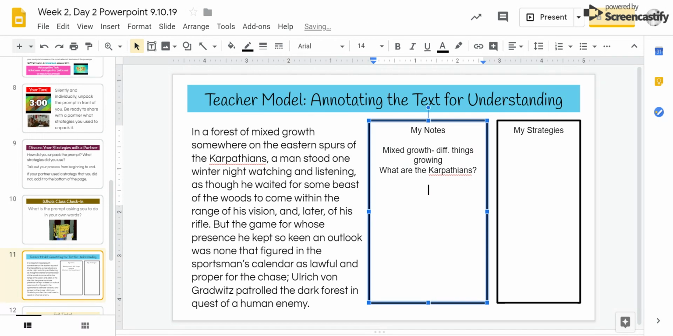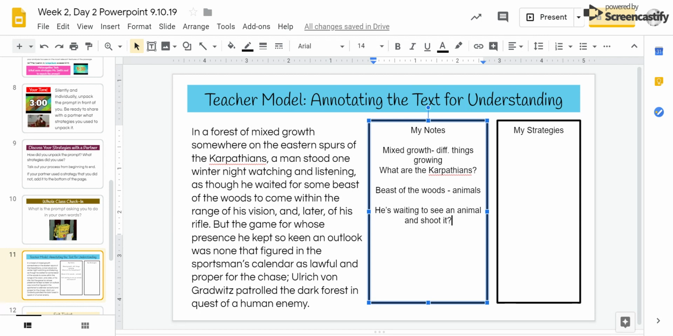So beast of the woods, it sounds like just animals. Beast makes it sound like they're menacing animals, but more or less animals. So he waited for some animal to come within the range of his vision and later of his rifle. So I know a rifle's a hunting weapon. So it seems like he's waiting to see an animal and shoot it. I'm going to put a question mark because if it's in range of his rifle, it seems like he would shoot it, but that's kind of an inference on my part.